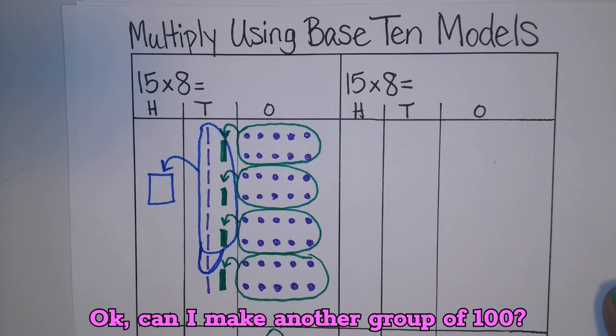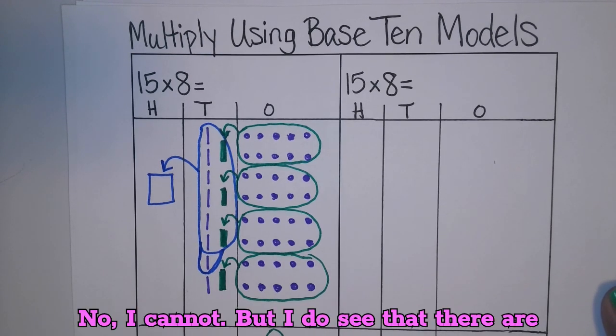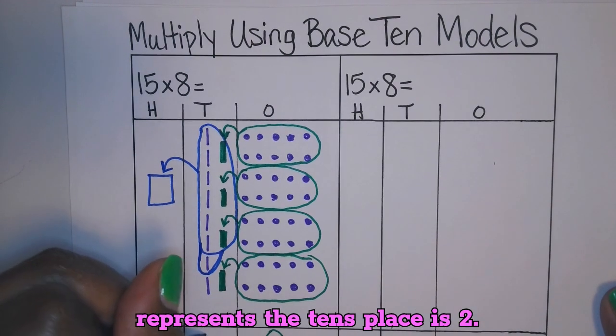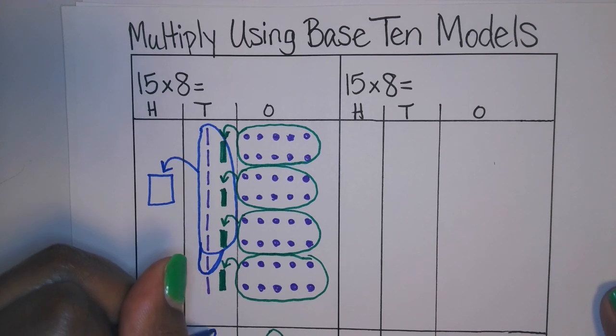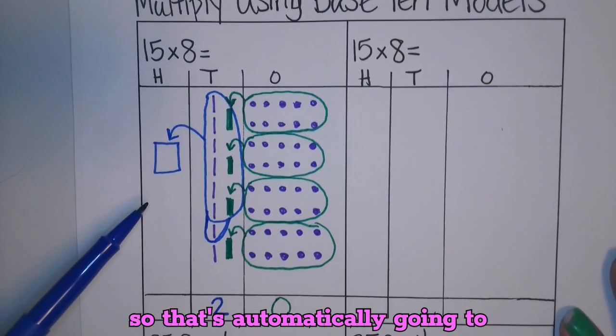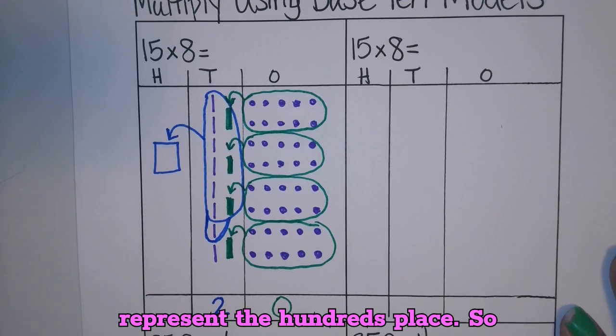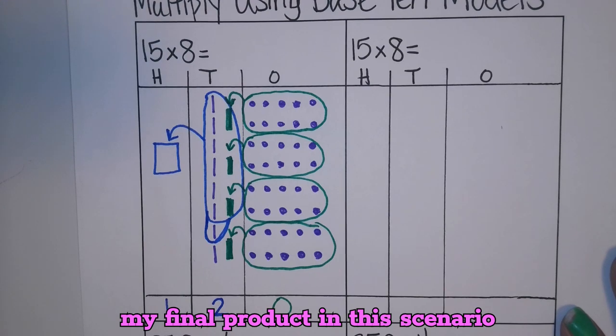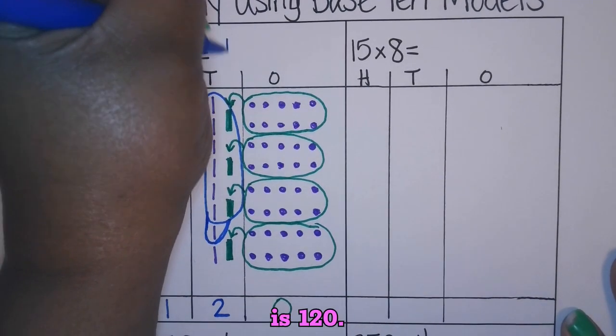Okay, can I make another group of 100? No, I cannot. But I do see that there are 2 tens left over. So the digit that represents the tens place is 2. Okay, and I only have one group of hundreds, so that's automatically going to represent the hundreds place. So my final product in this scenario is 120.